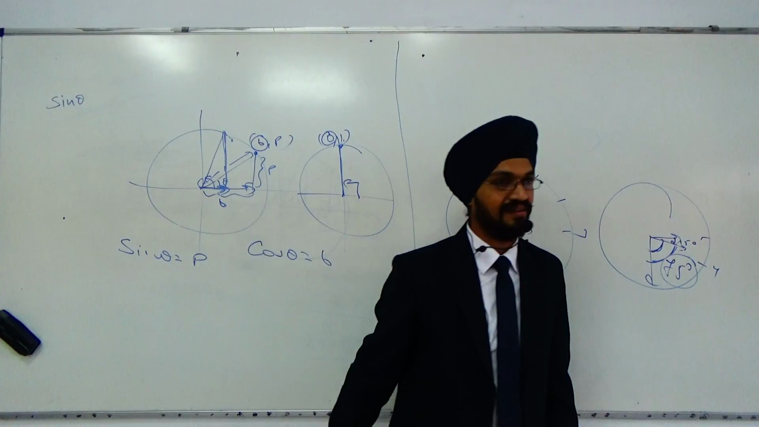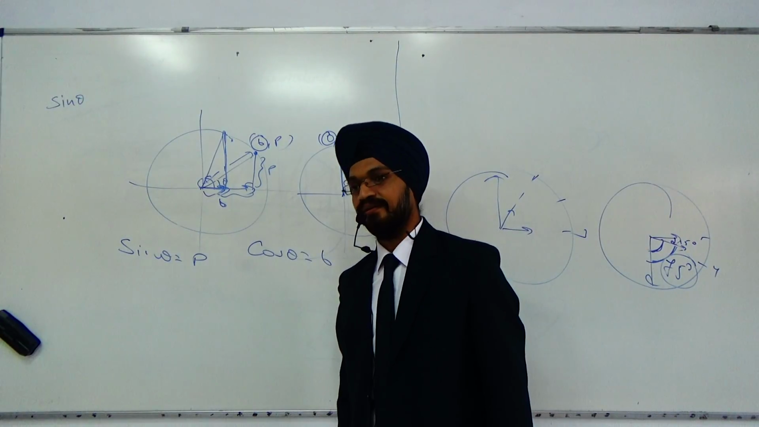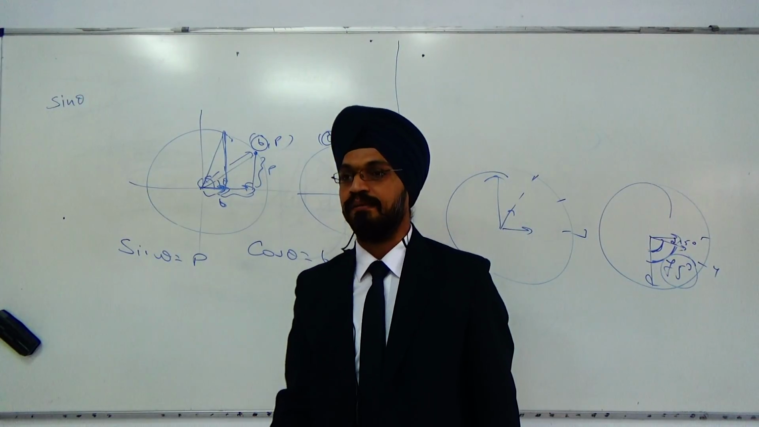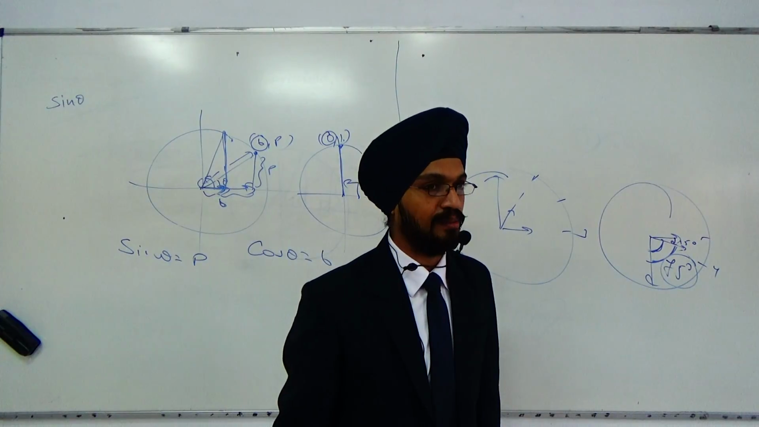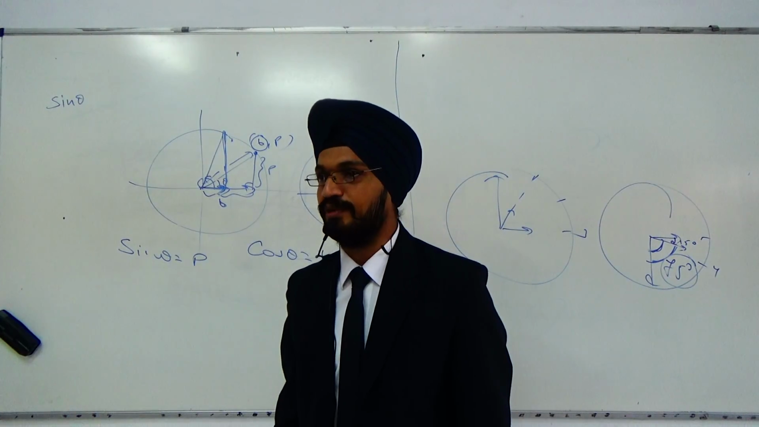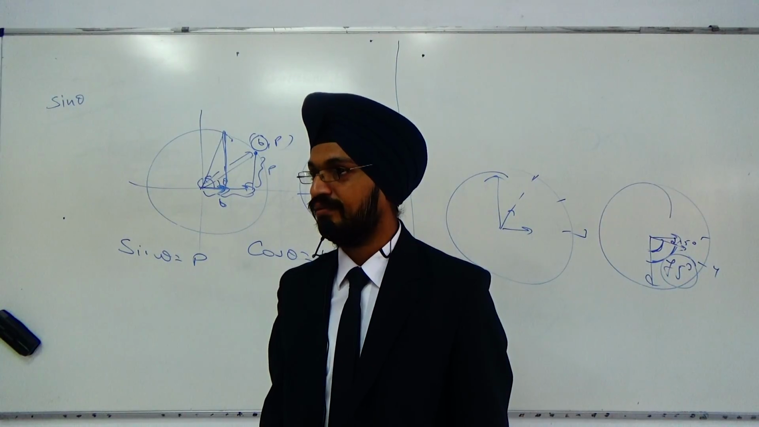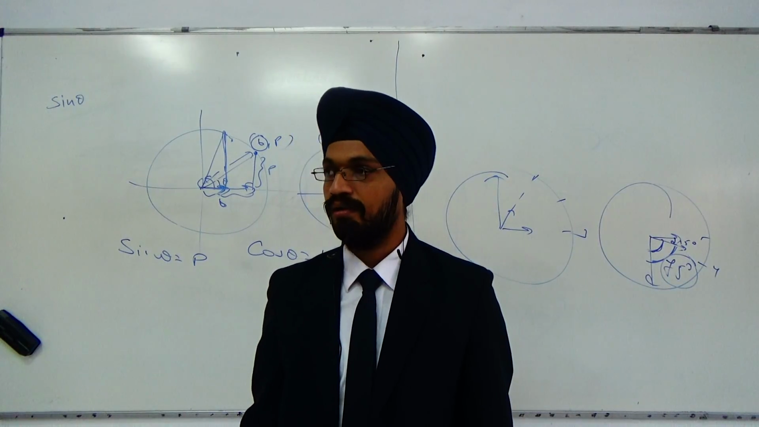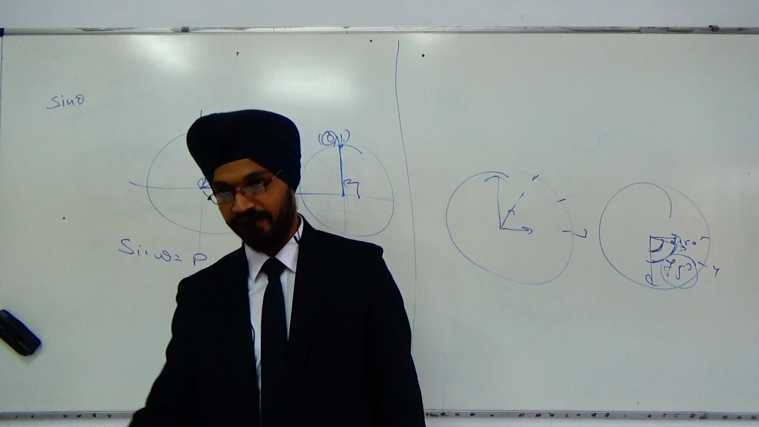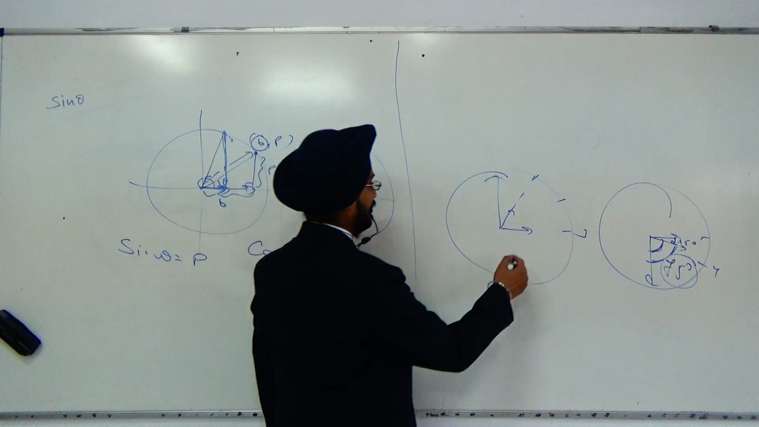Is it clear to everyone? Yes, sir. Good. Okay, tell me what will be the angle between minute hand and hour hand when the time is 4:30? 4:30. Good. 45. Why is it so?